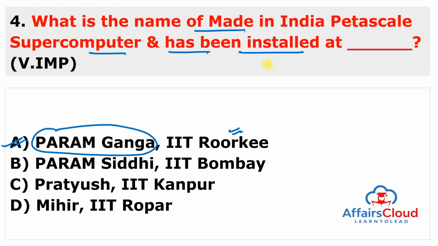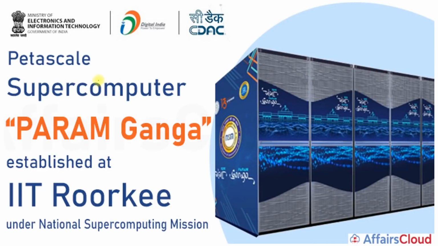So Made in India Petascale Supercomputer, first of all you have to remember the name. It is Param Ganga, with a supercomputing capacity of 1.66 petaflops. Remember, 1.66 petaflops. Petaflop stands for peta floating point operations per second, and it has been installed at IIT Roorkee, which is situated in Uttarakhand. So you can see here, this is Petascale Supercomputer Param Ganga.